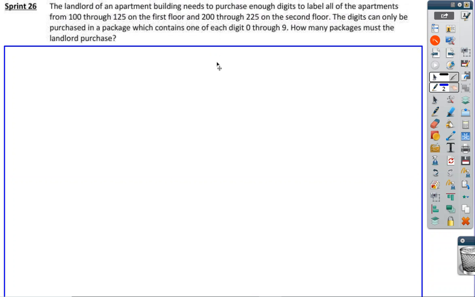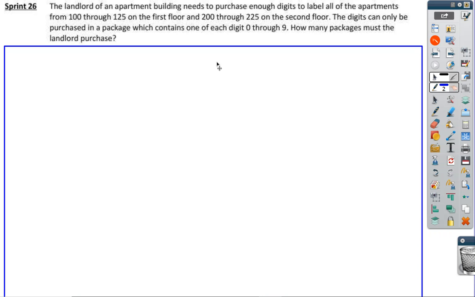The landlord of an apartment building needs to purchase enough digits to label all of the apartments from 100 to 125 on the first floor and 200 through 225 on the second floor. The digits, unfortunately, can only be packaged in, well, they have a complete set of 0 through 9. So we need to know how many packages we have to purchase in order to label all of the apartments. I think a more fun question would be how many leftover numbers you would have after you went through this, but that probably wouldn't be a sprint round problem.